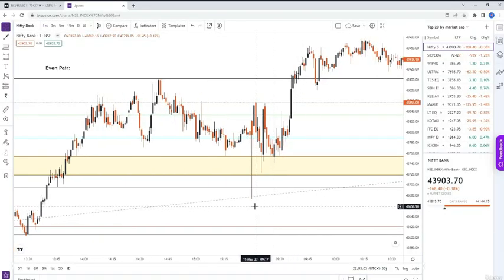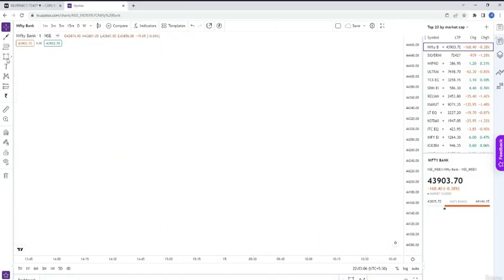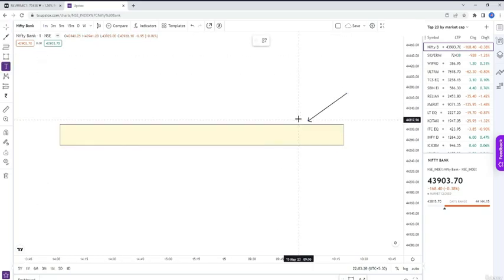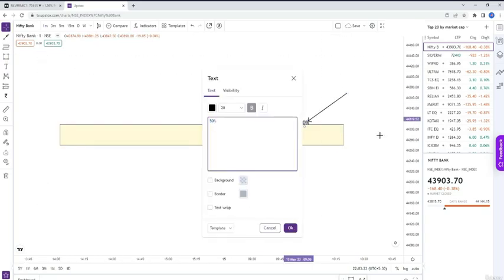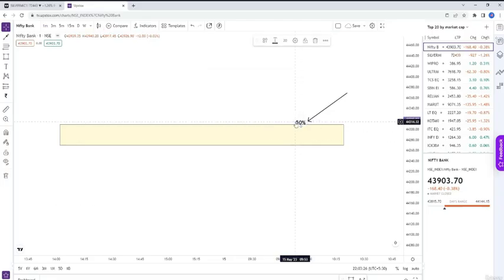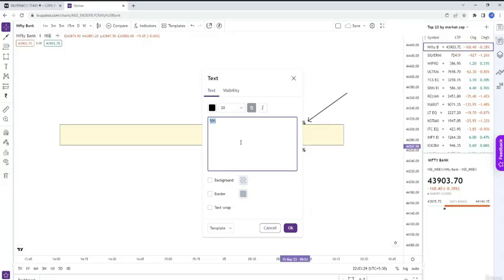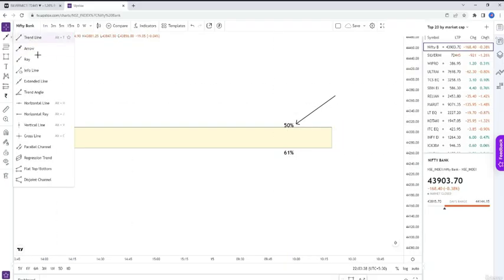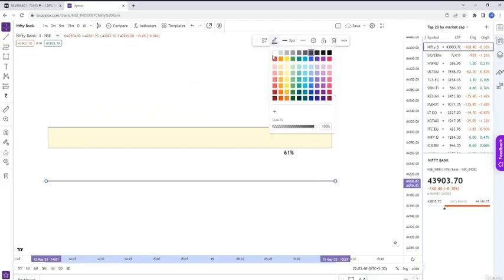So let me talk about the golden zone concept. This is my golden zone. This is 50%. I hope right now you are able to recognize the numbers. This is 50%, this is 61%. I'm breaking it down for you guys, really trying my best to teach you. And there is one more line at the bottom, which is this same color, and that is 70%.